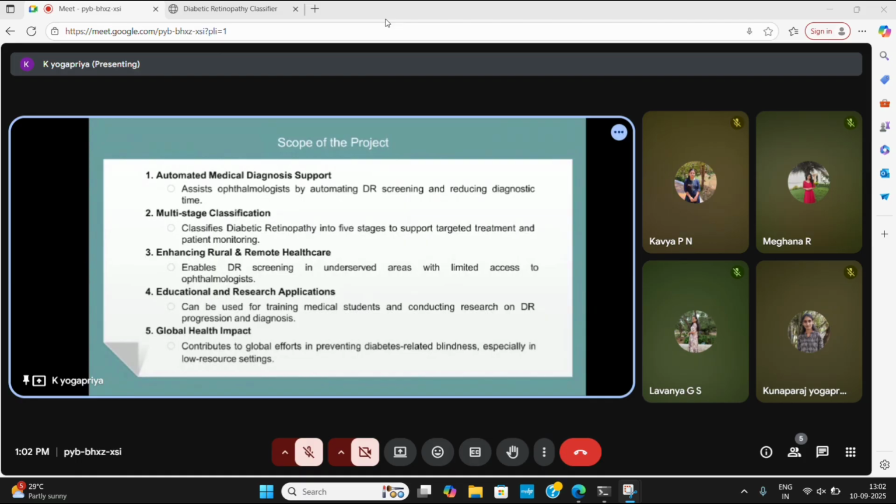Global health impact. By enabling scalable, affordable, and accessible screening, the system contributes to global blindness prevention programs. It is especially impactful in low-resource settings.